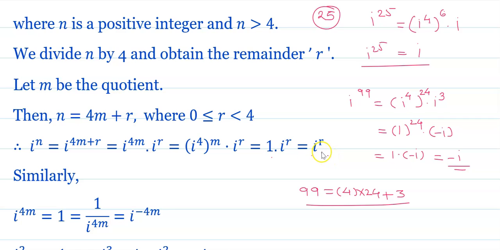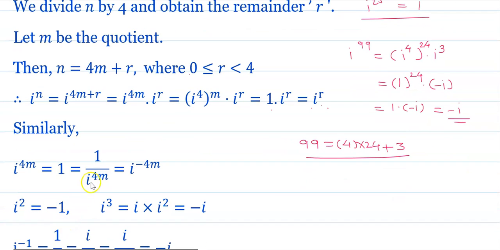Its values lie between, r चे व्हॅल्यूज कशा आहेत? Their values lie between 0 to 4 and not 4. म्हणजे काय असणार आहे? एक तर 0 असणार आहे, 1, 2, 3, and we know their value. i raised to 3 means what? Minus i. Okay, i square is minus 1 and i is i. Similarly here, i raised to 4 is 1. If I take their reciprocal, then their sign will be minus.